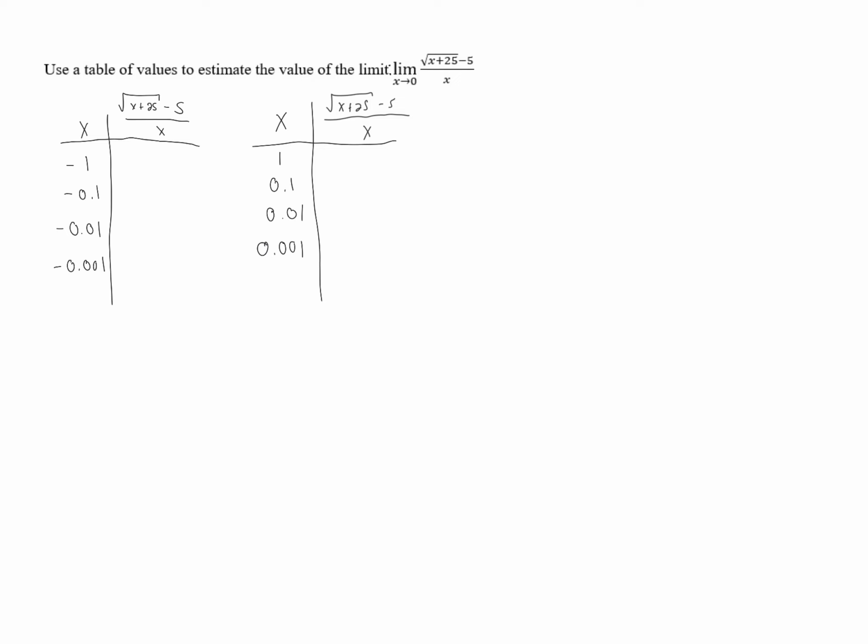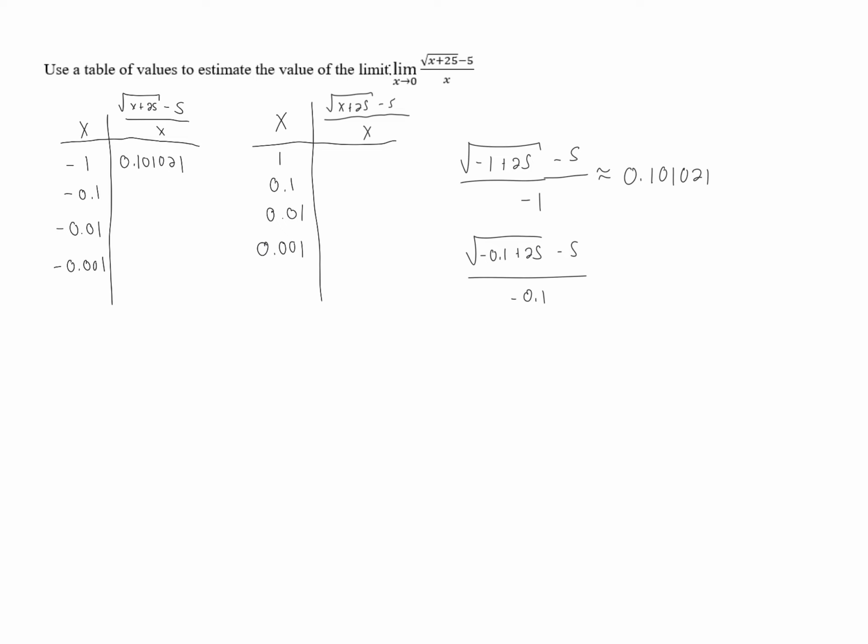If we plug in negative 1, that's going to be the square root of negative 1 plus 25, all minus 5, and all that over negative 1. And when we plug that into a calculator, we get approximately 0.101021. So then we can go in and evaluate it at negative 0.1. And I'm not going to write all of this out for all of them, right? We're just plugging things into a calculator.